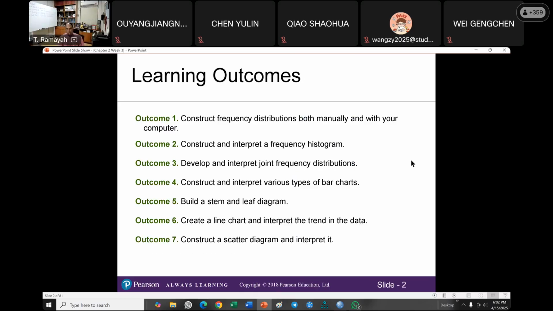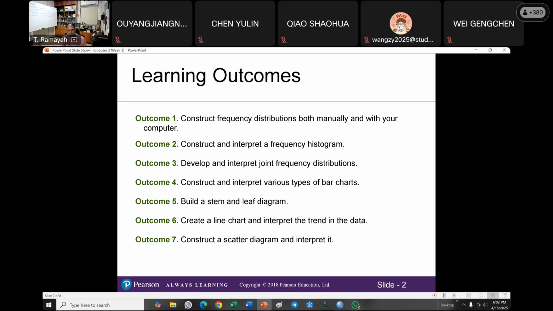We have 7 learning outcomes for today's class. Outcome number 1 is we will learn how to construct frequency distribution, both manually and with your computer. Outcome number 2, we will be looking at how to construct and interpret a frequency histogram. Outcome number 3, we will look at how to develop and interpret joint frequency distribution. Joint frequency distribution means you have two different variables or characteristics you want to link them together.